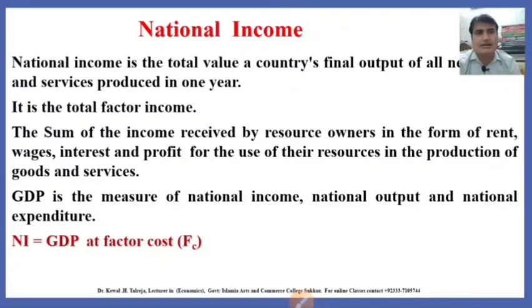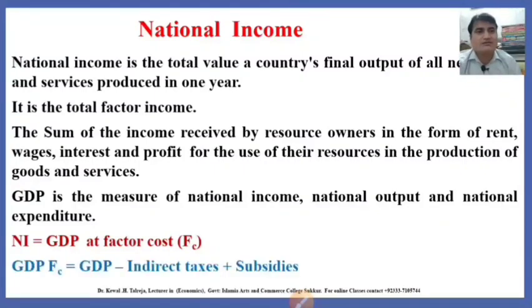National income, mathematically, we can say, is GDP at factor cost. What is GDP at factor cost? How can we calculate the GDP at factor cost? We can calculate the GDP at factor cost as GDP minus indirect taxes plus subsidies.